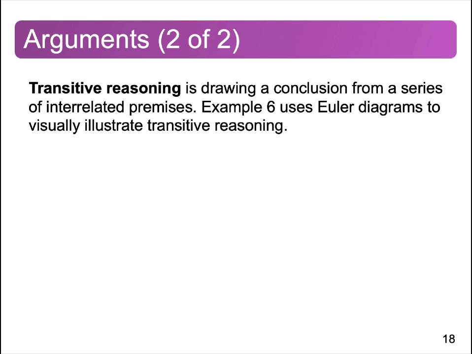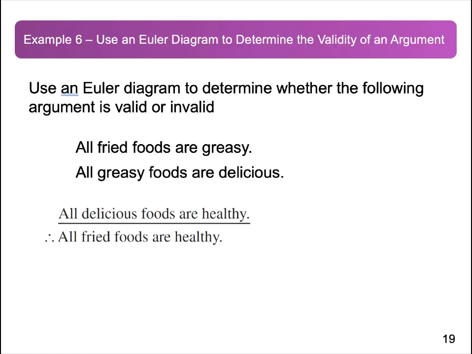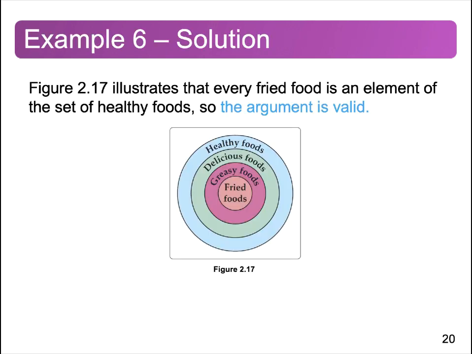Those are transitive reasonings. So here, when we're drawing these, all fried foods are greasy, all greasy foods are delicious, all delicious foods are healthy. Notice that we're going from fried foods to greasy, and then greasy to delicious, and then delicious to healthy. We'll draw an Euler diagram here with our nested circles. So we start with our fried foods all fitting into the greasy circle. And then all of our greasy circle will fit into the delicious food circle. And then all of the delicious foods are going to fit into the healthy food circle.